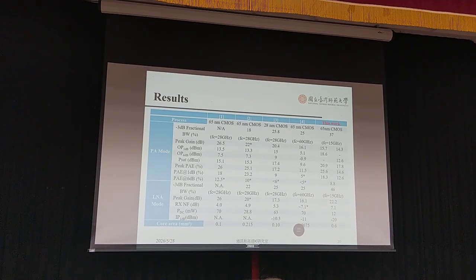Now let us compare this work with previous studies. Although this work does not optimize a single performance metric to the absolute maximum, its key contribution lies in architectural integration and operational flexibility. We can see this work supports high power transmit mode, low power transmit mode, and receive mode in one shared architecture. Also, the low noise amplifier only consumes 12 milliwatts, which is a strong advantage. So the main value of this work is flexibility and system level integration.